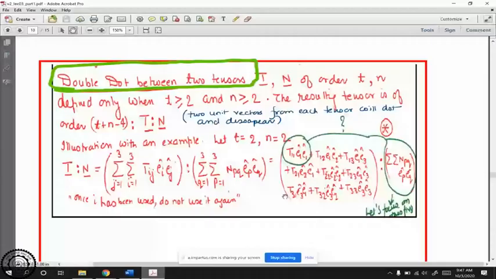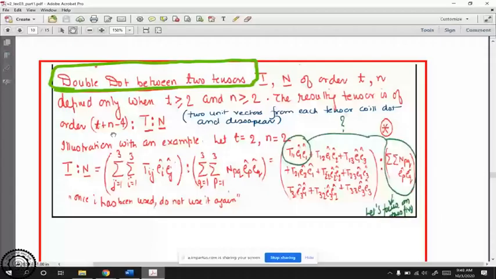Double dot between two tensors. Now for double dot to be sensible, both t and n, which are the orders of the two respective tensors, T and N, must be greater than or equal to 2. Then only it will make sense, then only it is defined. The order of the resulting tensor, you can conjecture, would be t plus n minus 4.